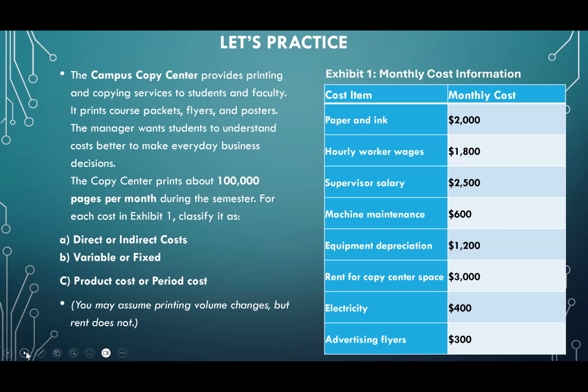Before we finally go to the classification, let us remember that we are assuming that the printing volume, the number of pages that they print, can change. But for example, the rent in our current setting is going to remain the same. No matter how many pages you print, the rent of the factory or copy center remains the same. Clear? That will help us decide which ones are variable costs and which ones are fixed costs.